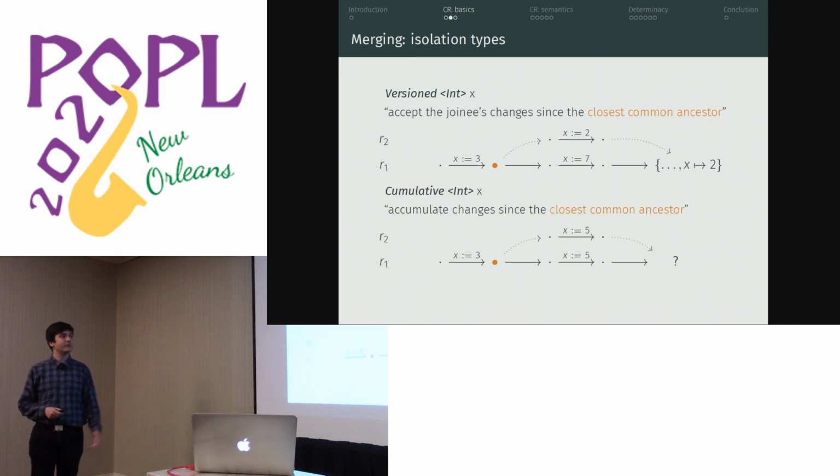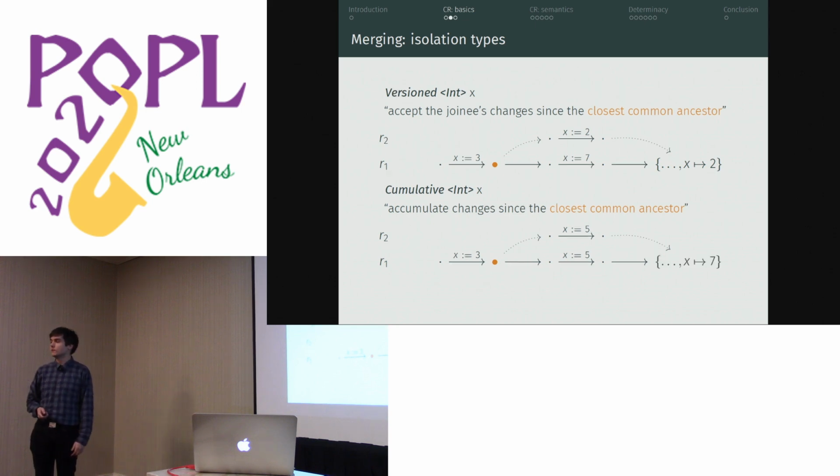You could also have, for instance, a cumulative integer, which says accumulate changes since the closest common ancestor. So maybe X is kind of a counter, both added 2, and then the value will be 7. And the versioned one you might want to use, for instance, if it's a higher priority task. The idea is that you, as a programmer, can define your own isolation types and their own merge functions. Just declare them somewhere, and then in the application logic, you don't have to deal with the merging. It will happen automatically.